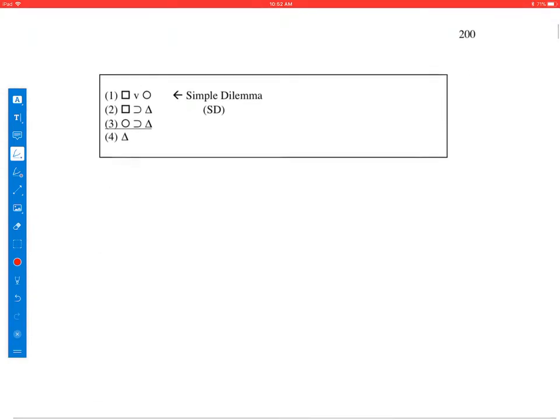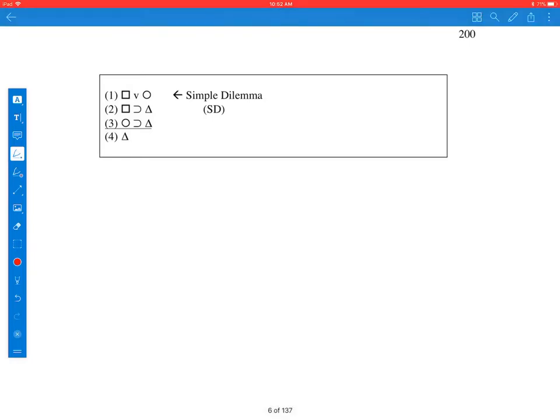Another one, simple dilemma. Okay, this is the first rule of inference that has 3 premises involved, and some textbooks lay it out using just 2, but we're going to use 3. So suppose we have P or Q. If P, then R. If Q, then R.